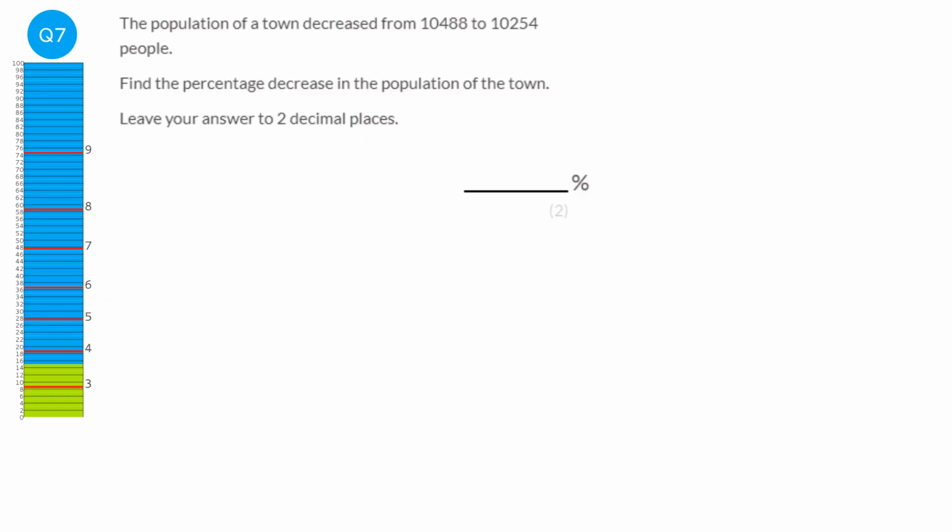There's a formula we use for this, and it is percentage change is equal to the amount that's changed over the original amount, and all of that times 100%.